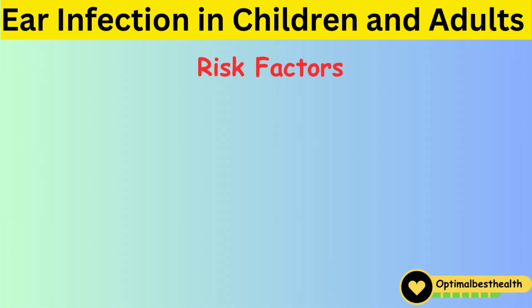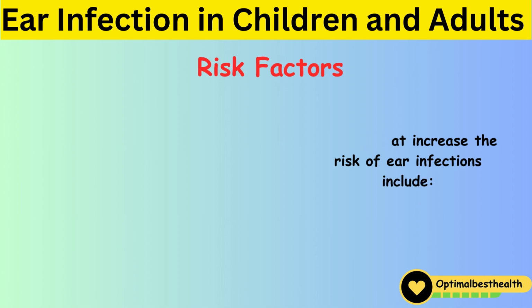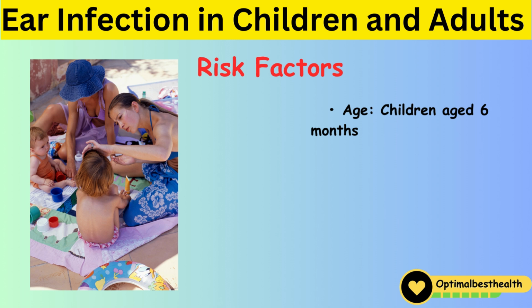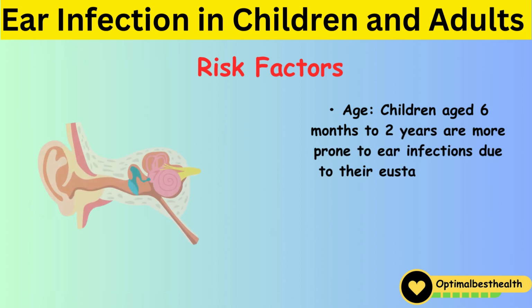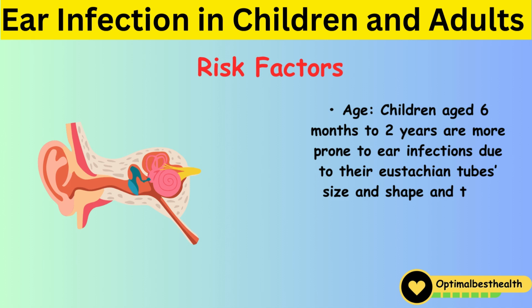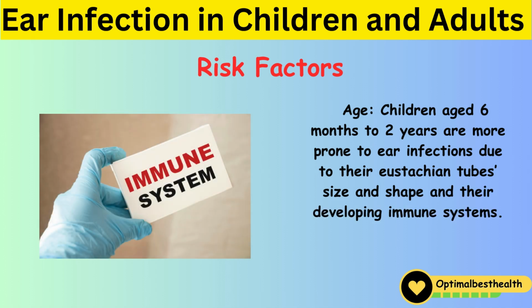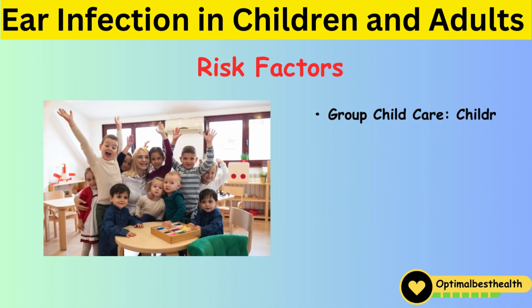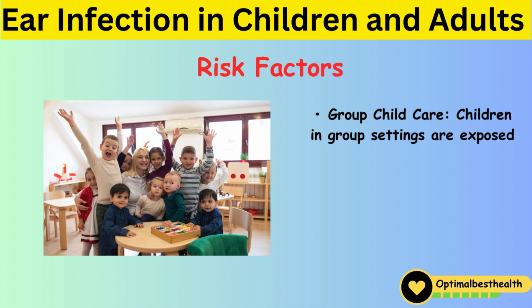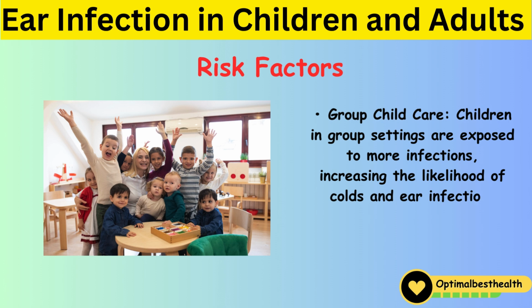Risk factors. Factors that increase the risk of ear infections include age. Children aged 6 months to 2 years are more prone to ear infections due to their eustachian tubes' size and shape and their developing immune systems. Group childcare. Children in group settings are exposed to more infections, increasing the likelihood of colds and ear infections compared to those cared for at home.